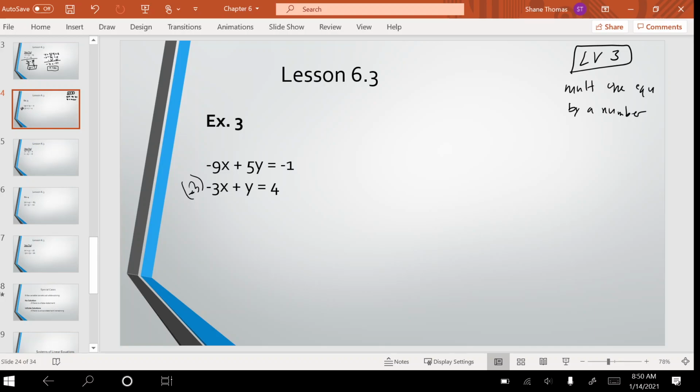All right, so negative 3 and negative 3x is going to be a positive 9x. Negative 3 and y is going to be negative 3y. Negative 3 and 4 is going to be negative 12.